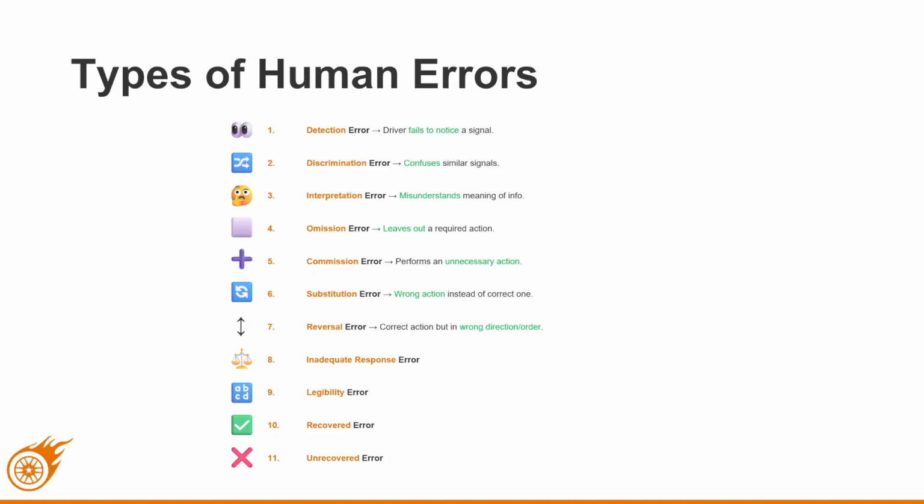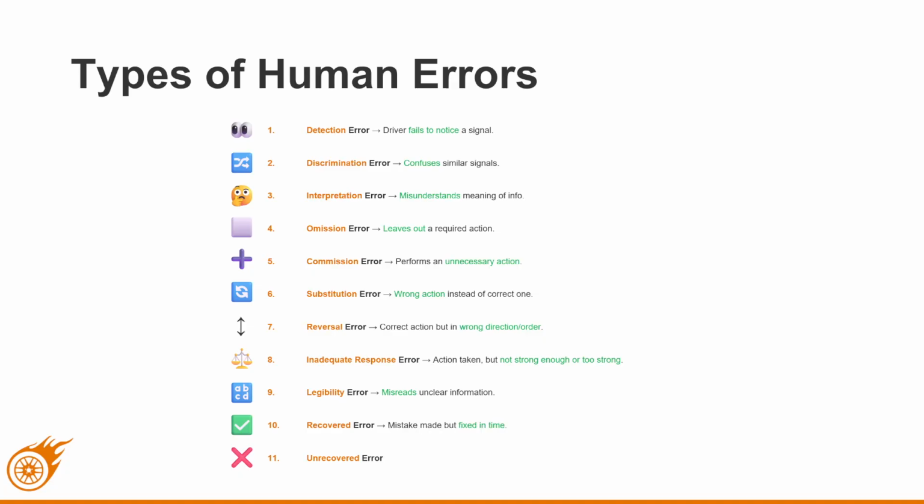And then inadequate response error is when the driver's action is too weak or too strong. So make sure there's proper control feedback, whether it be the pedals or even seat and steering forces, to help the driver know how much effort to apply. Anything that helps the driver apply the correct amount of effort. Legibility error is when the driver misreads unclear dashboard info. Displays should be large, high contrast, and easy to read at a glance.